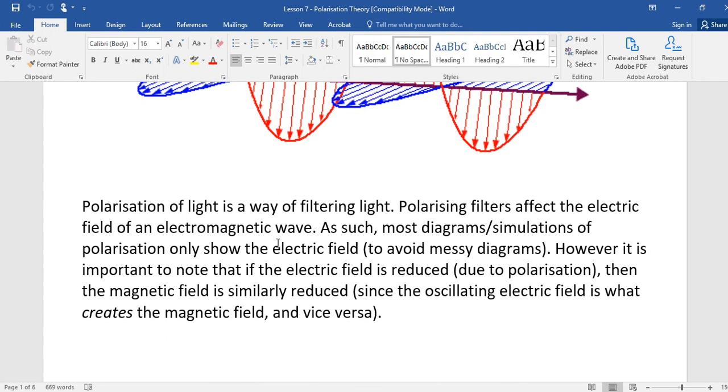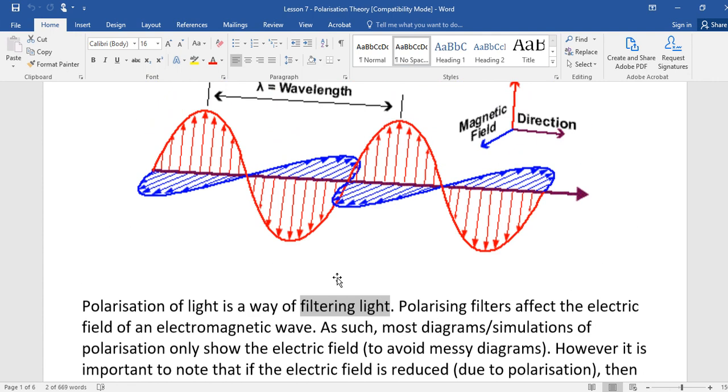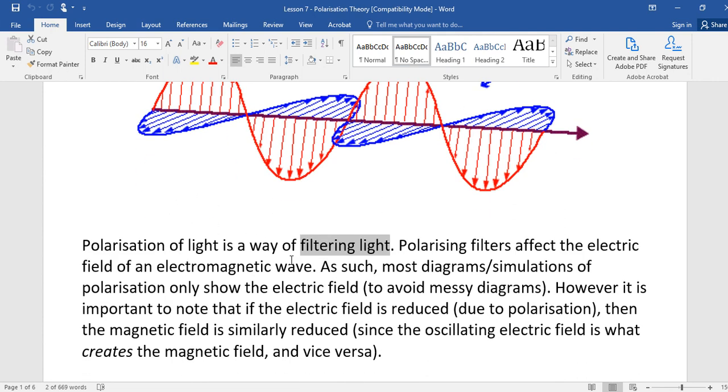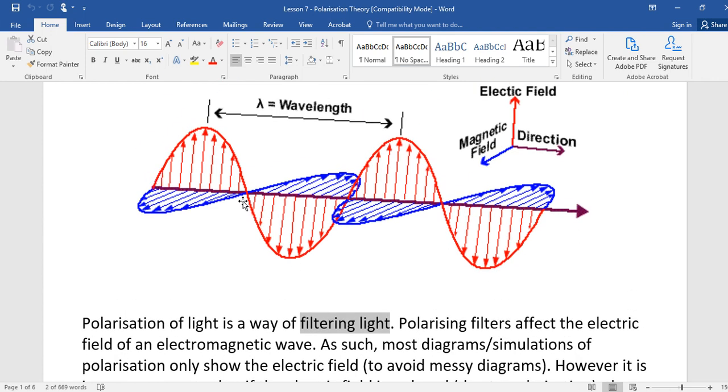So to polarize light, or to polarize any electromagnetic wave, is a way of filtering light. And very importantly, even though this is the full diagram of an electromagnetic wave with the electric and the magnetic fields, when we look at pictures of polarization occurring, they only show the electric field. And that's because the polarizing filters act on the electric field by blocking or filtering the electric field. They don't really have any effect on the magnetic field.